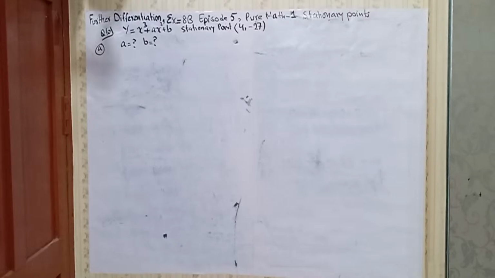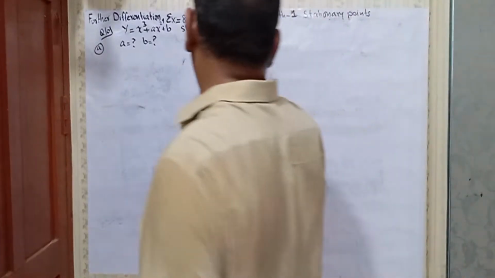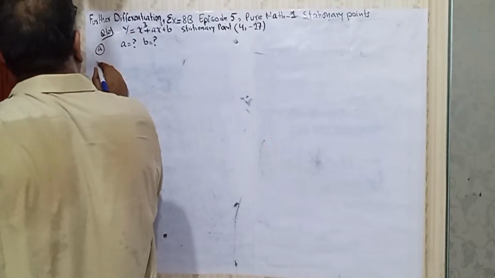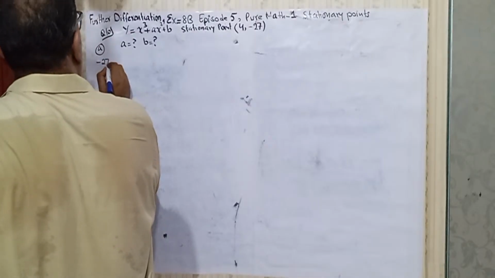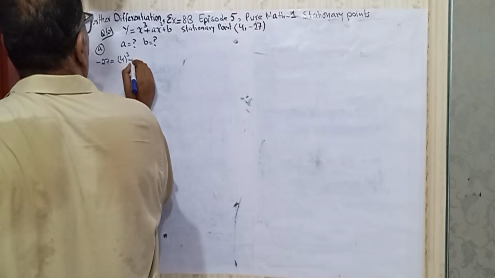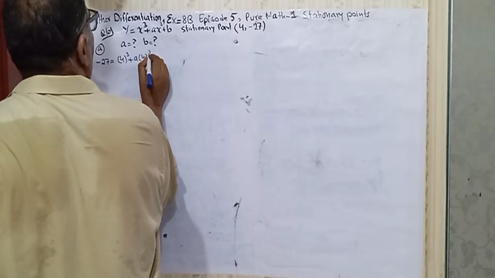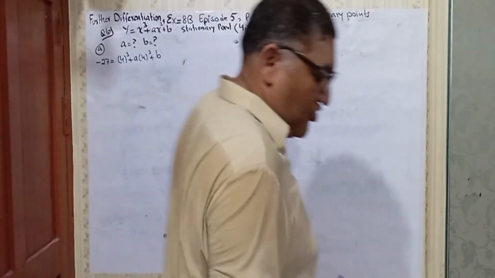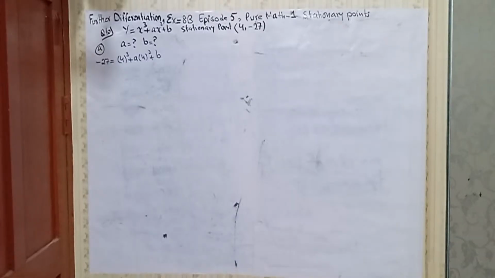The method is very simple. First of all, I can put this point in this equation. So y is -27, and that equals 4 cubed plus a into 4 squared plus b. Because that point is on that curve, I will substitute the x and y values into the original equation, and I will get one equation in a and b.